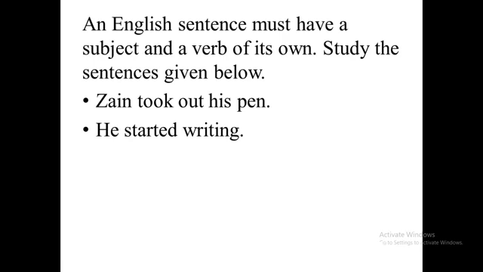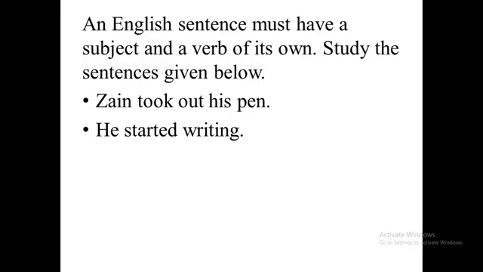A sentence can have any number of clauses, but it must have at least one main or independent clause. A dependent or subordinate clause too will have a subject and a verb of its own. However, a dependent clause cannot stand on its own. It needs to be attached to an independent clause.